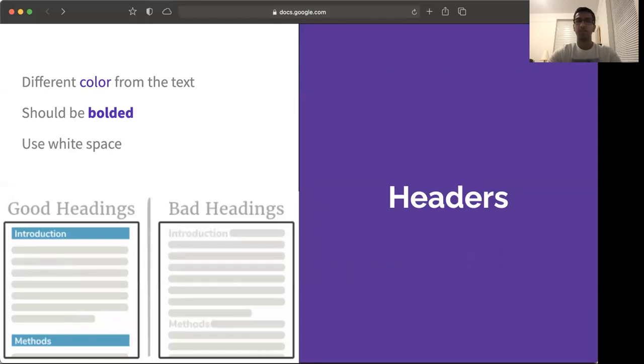So if you make them a different color, you bold them, and you start your body text on the next line, it makes it very clear where your sections start. So if someone comes up to your poster and they just want to see, oh, what did you do? What were your methods? They can find them super easily. That's a great thing.